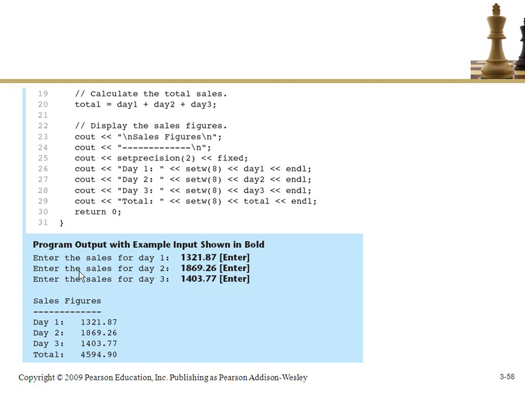For day 2 you have setw of 8 places, and you do the same for day 3 and for the total. The fact that you have put all these at setw 8 lines them all up. And notice how the text literals Day 1, Day 2, Day 3, and Total all have the same width when you type them in. This is a good way to align your output.